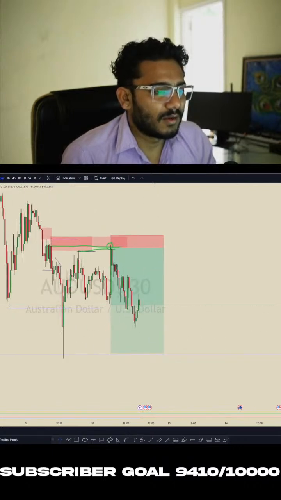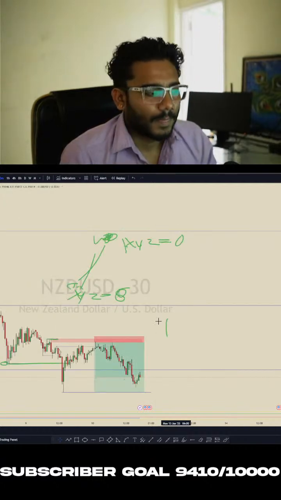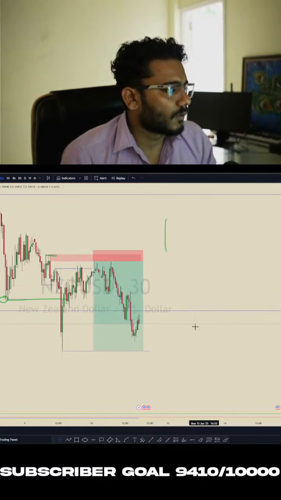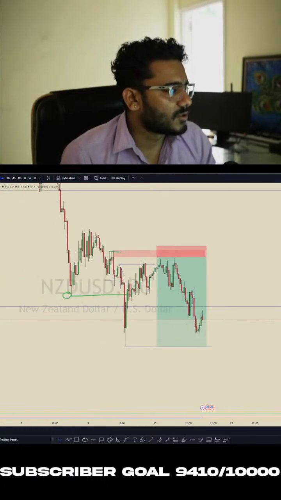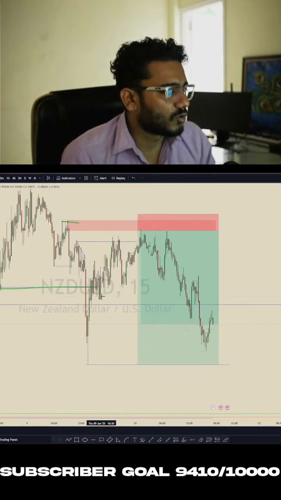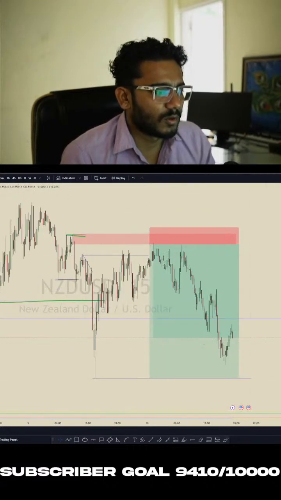Same on the NZD/USD. I also shared the logic. On NZD/USD it's basically the same. Price broke the structure, induced this high, broke the major structure to the left side, induced these highs, and then started to go down.